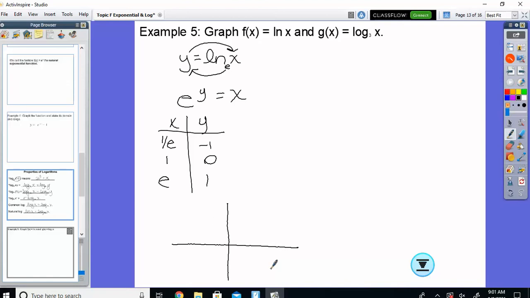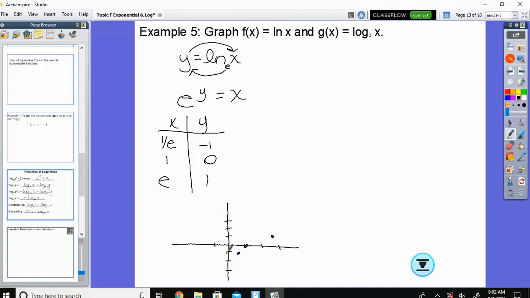Alright, I know we don't usually use calculators, but for the purposes of helping us graph, type 1 divided by e in your calculator. Give me a decimal. What is 1 divided by e? 0.3678. Okay, so it's a little less than 0.4. So that's your x, and your y is negative 1. Next point, 1, 0. e is like 2.7 something, 1.